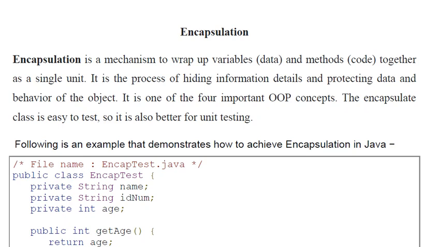Earlier we discussed access modifiers. Access modifier is also a part of data hiding. Encapsulation is also a part of data hiding. Encapsulation provides security by hiding the information details. The encapsulated class is easy to test, so it is also better for unit testing.